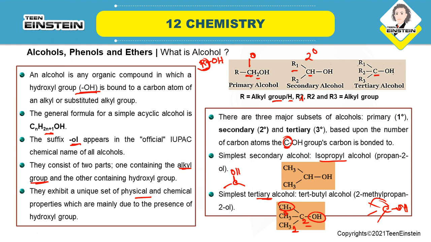So these two are the examples of the simplest secondary alcohol and tertiary alcohol. And the simplest example for a primary alcohol, where the carbon is attached to only one carbon, is obviously CH3CH2OH.